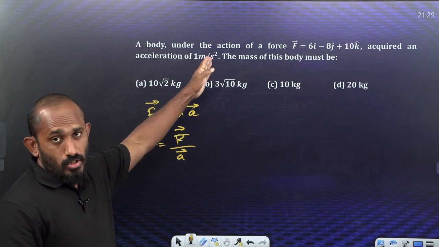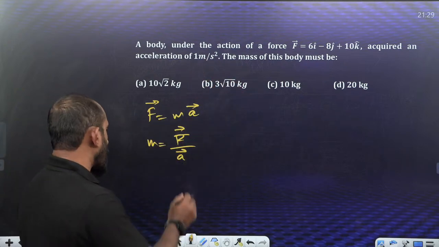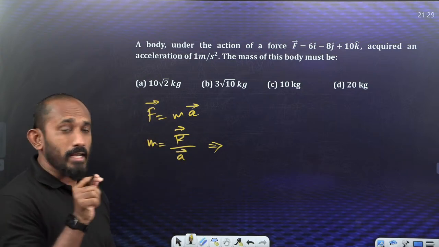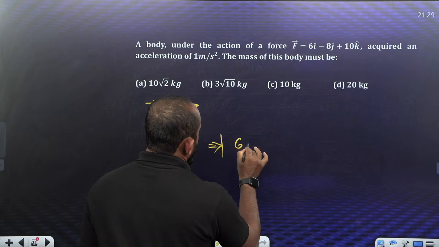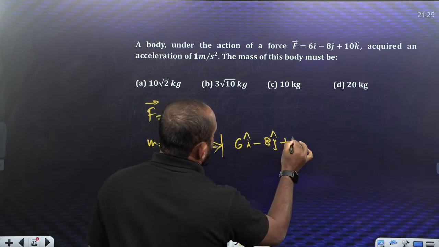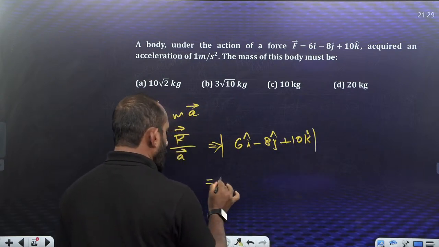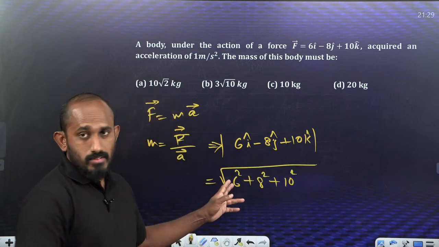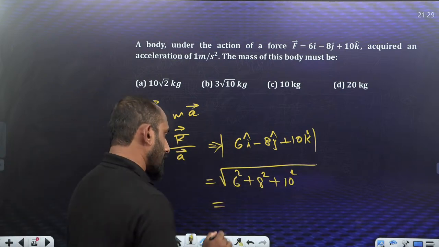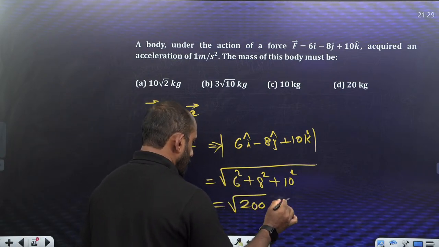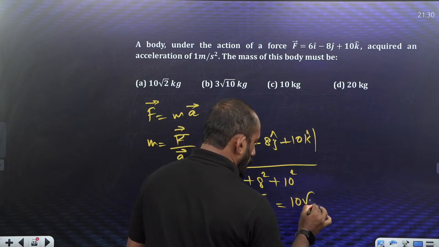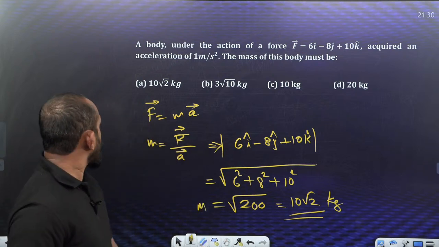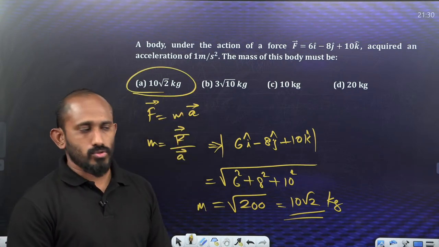So a is 1 meter per second square, and the force is given. If you divide it, you'll get the mass. This is a vector, but m is a scalar quantity, so you have to find the magnitude. The magnitude of 6i minus 8j plus 10k is root of 6 square plus 8 square plus 10 square, that is 36 plus 64, 100, plus 100, root of 200, that is 10 root 2 kilogram. That will be the mass, the magnitude. So option A is the correct answer, 10 root 2.